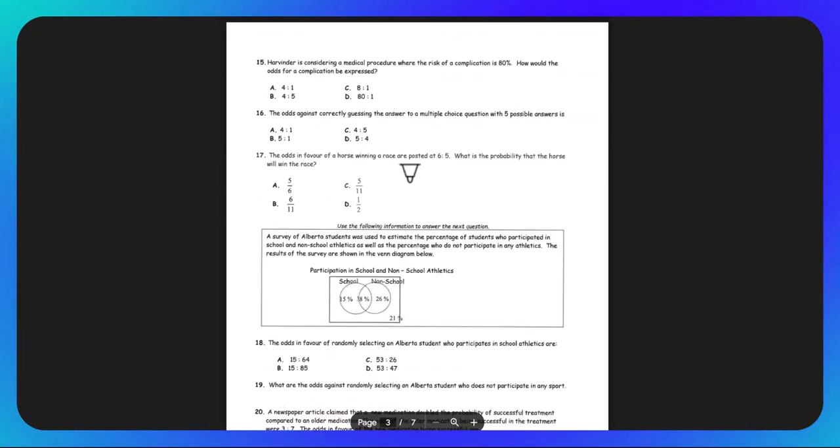Let's do that again. Harvinder is considering a medical procedure where the risk of a complication is 80%. How would the odds for a complication be expressed? Again, pause the video, give this a try, and then come back and see how you did.